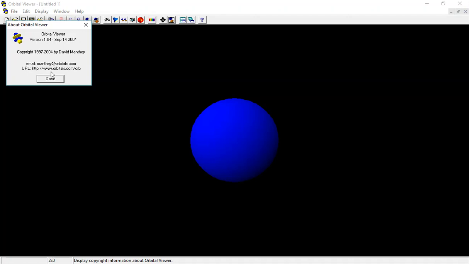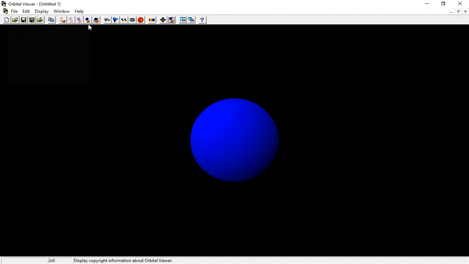You can see that the copyright is 97 to 2004. So I don't think it was developed for use on Apple products at that time. But feel free to give it a go. This is a very useful program. We can use this program to visualize atomic orbitals.